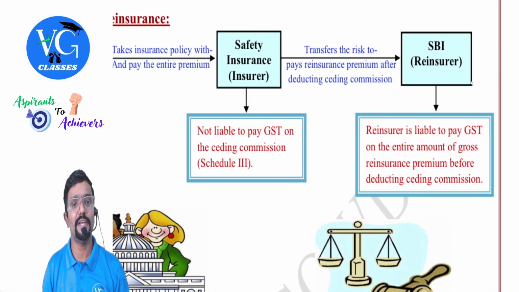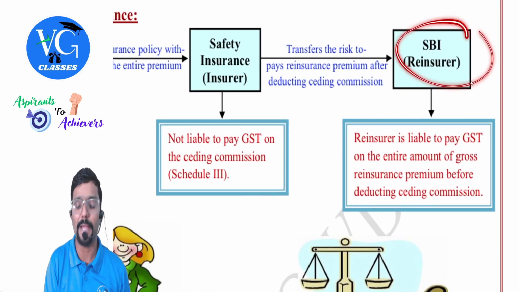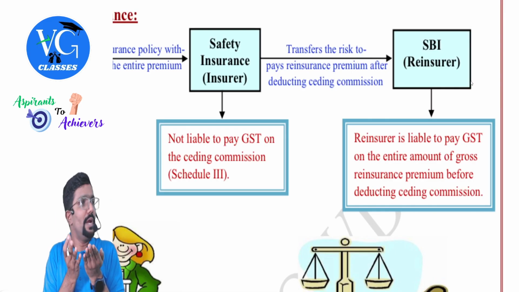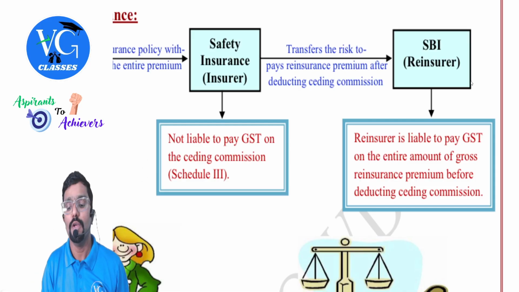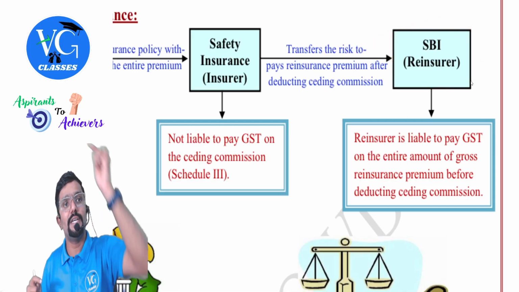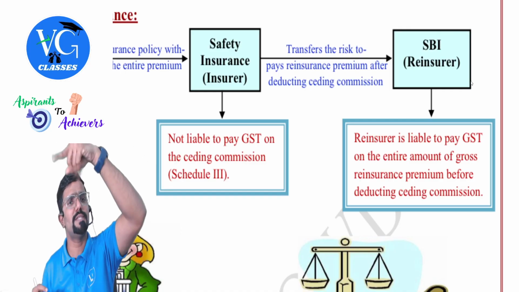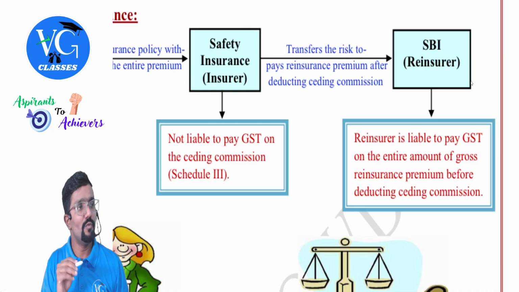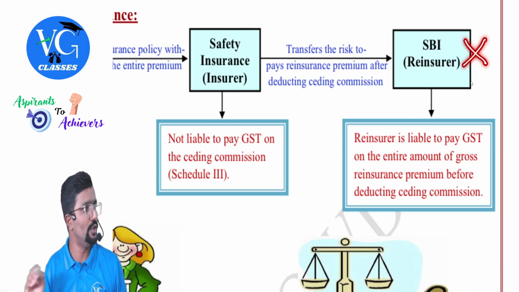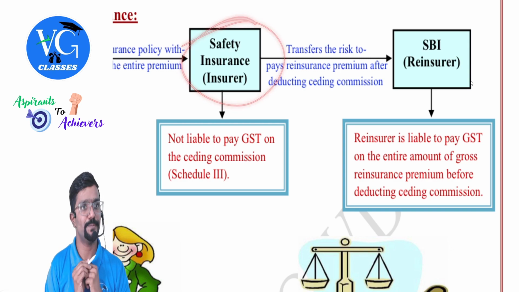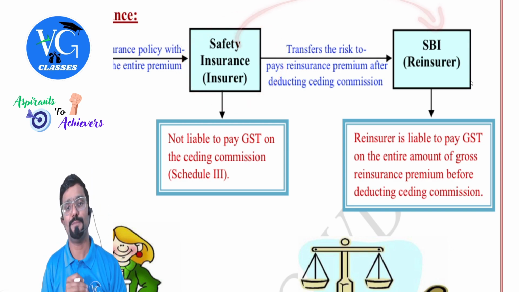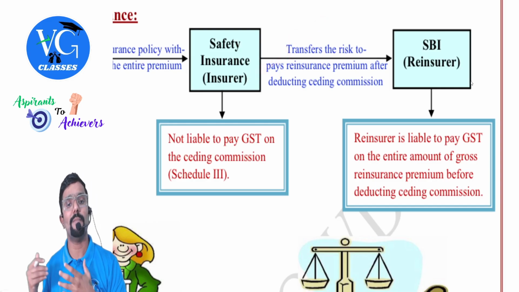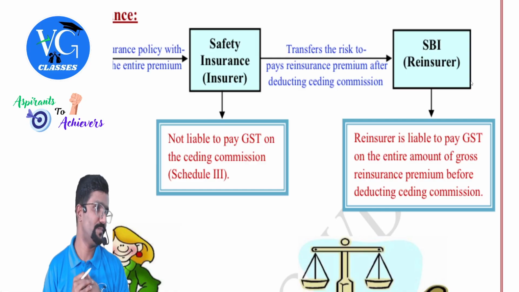So, what they did is they went and reinsured this with whom? SBI. They went and reinsured it with SBI, telling, no, I cannot take this much risk. They're shifting it to SBI. Now, did VG classes go and take the policy with SBI? No. It took the policy with Safety Insurance. Is VG classes having any direct connection with SBI? No. But this person has. So, he shifted his risk to SBI. You can see, transfers the risk and pays reinsurance premium after deducting ceding commission.